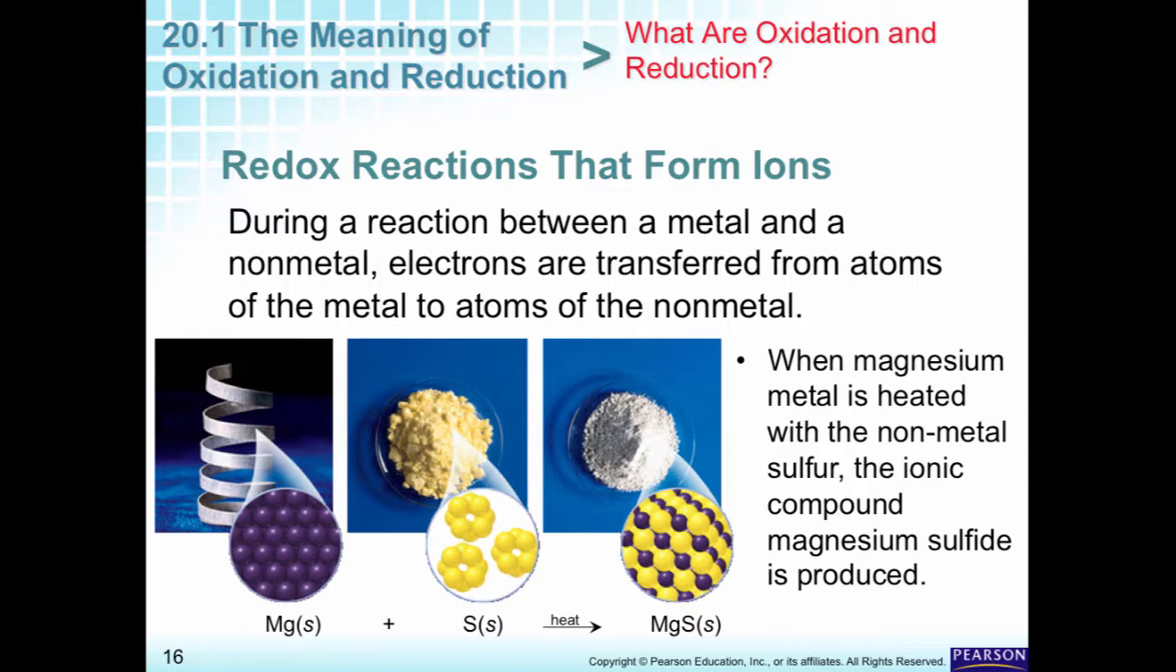When you have a reaction between a metal and a non-metal, electrons are transferred from atoms for one thing. So here we have magnesium and sulfur. If I heat magnesium up with sulfur, I'll form magnesium sulfide. All right, so any element has an oxidation number of 0. But in magnesium sulfide, magnesium has an oxidation number of, let me see if I can find it.